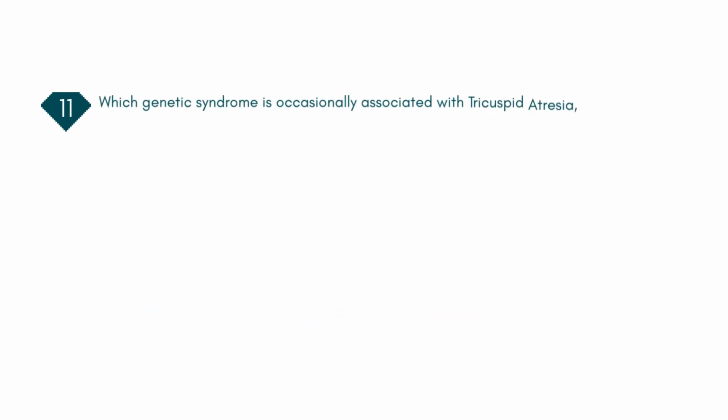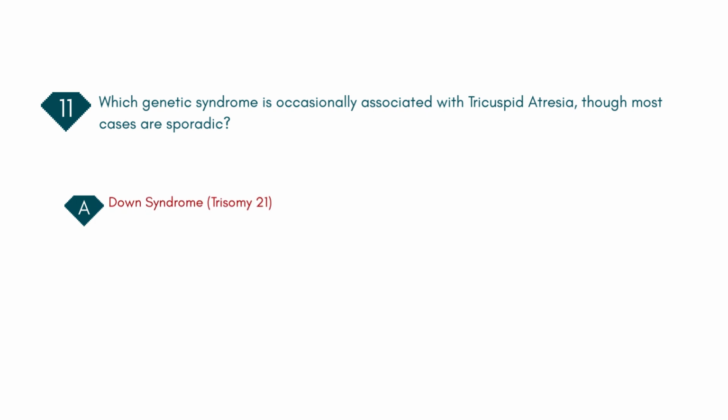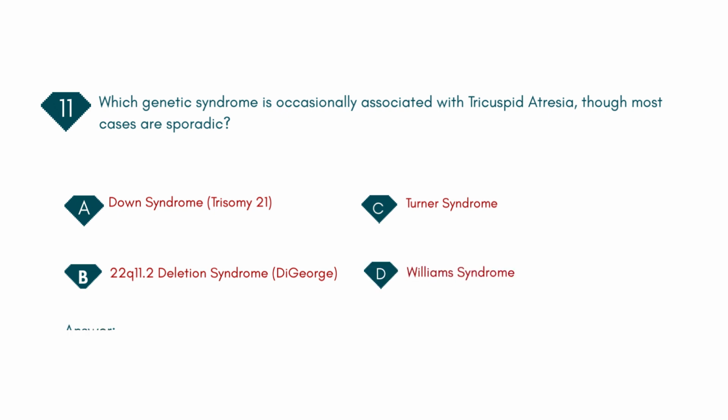Which genetic syndrome is occasionally associated with tricuspid atresia, though most cases are sporadic? A. Down syndrome, trisomy 21. B. 22q11.2 deletion syndrome, DiGeorge. C. Turner syndrome. D. Williams syndrome. Answer, B. 22q11.2 deletion syndrome, DiGeorge.